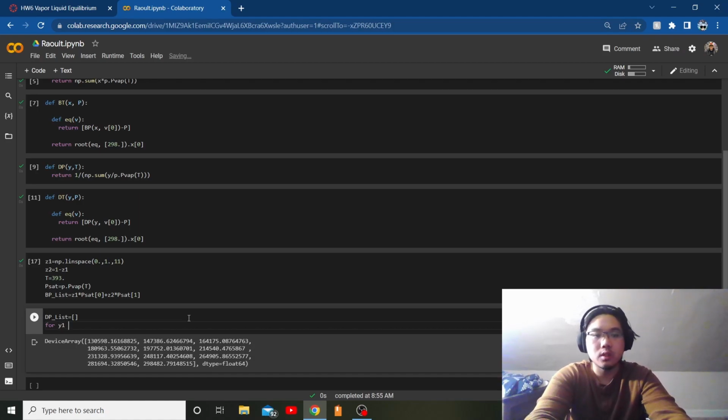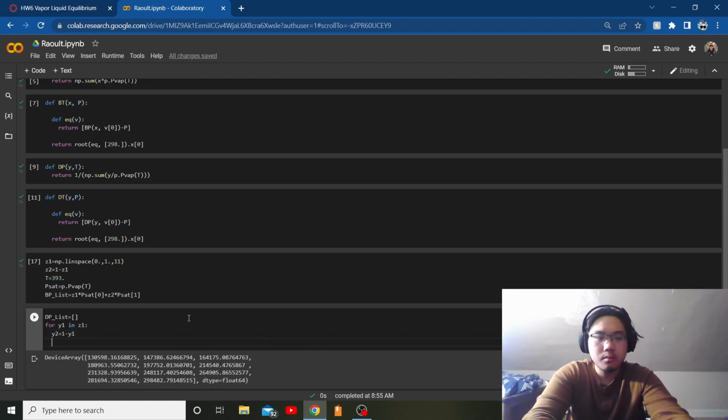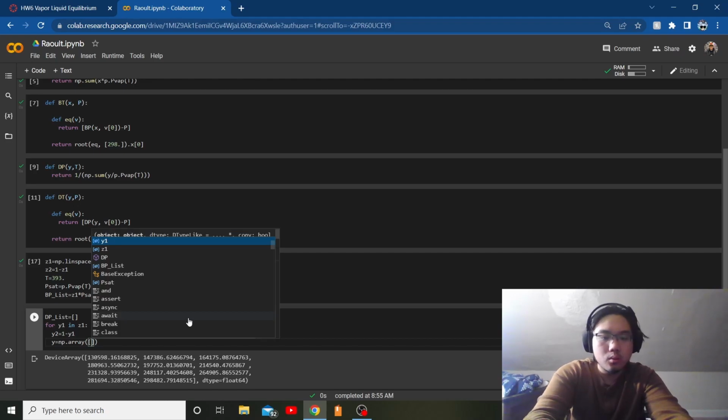So just to differentiate, we'll say for y1 in z1 here, so each value in z1 will be interpreted as y1. y2 will equal 1 minus y1, the same thing as z2 equals 1 minus z1. And we're sort of reconstructing the y that I had earlier to test these functions, but this time as an array with all the different varying mole fractions. np.array y1, y2.